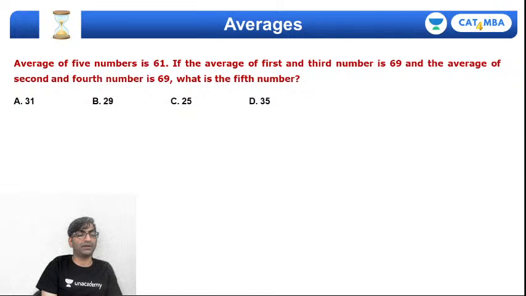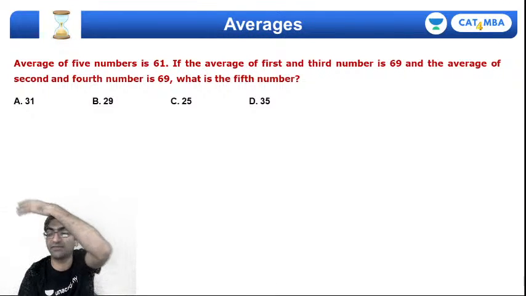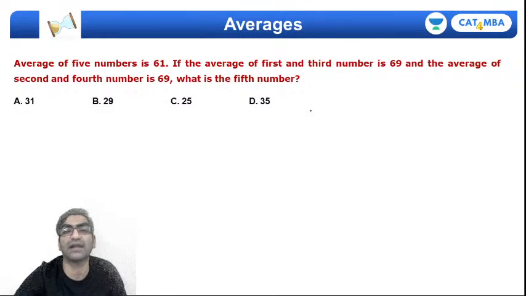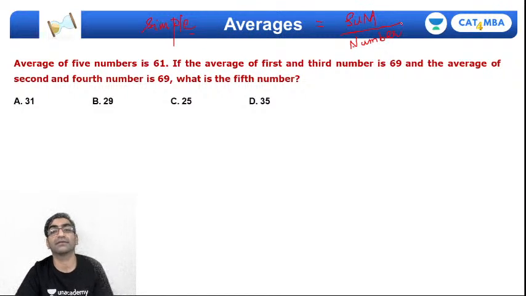Right, another problem type you'll encounter in ratios is the problem involving averages. Look at this question. What is the formula for an average? Remember, here we are dealing only with simple averages. How do you calculate the simple average? Simple average is the sum of all observations divided by the number of observations. So the average of 5 numbers is 61, which means their sum will be the average into the number of numbers.